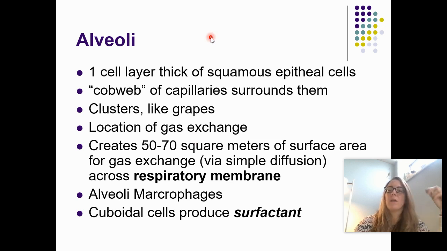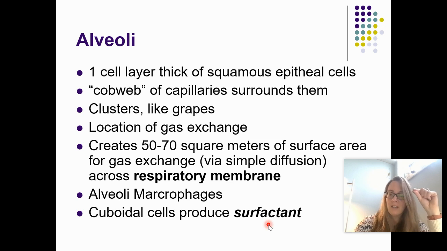And then finally, the alveoli. So this is the only portion of our respiratory zone. Why is it considered the respiratory zone or passageway? Because this is where gas exchange is happening. One cell layer thick of two different types of cells. We're either going to have squamous epithelial cells, so those are little tiny flat sacs that are responsible for gas exchange, or we're going to have some cuboidal cells that produce a substance called surfactant.